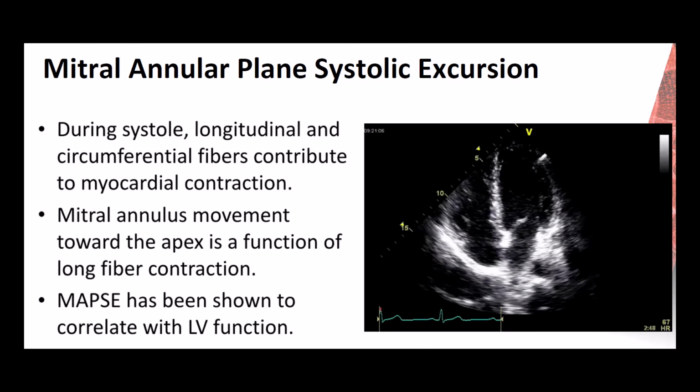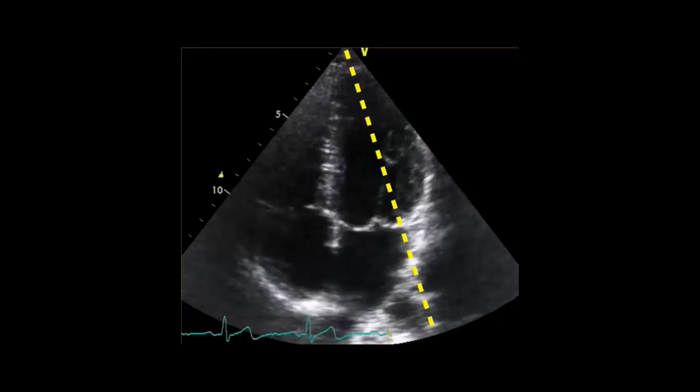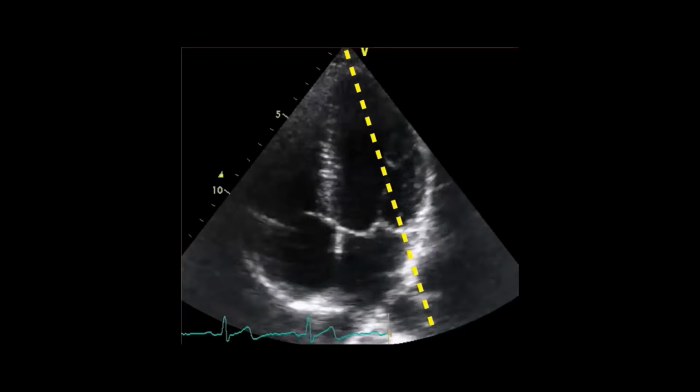It depends on the longitudinal movement of the cardiac muscle fibers, and it has been shown to correlate with the LV function. The longitudinal muscle movement is the movement of the longitudinal muscle fibers from the base of the heart to the apex of the heart, and we measure that with the M mode. And as we all know, TAPSE is a very common measure of the right ventricular systolic function, but the MAPSE is the mirror image of that assessment for the left ventricle as well.